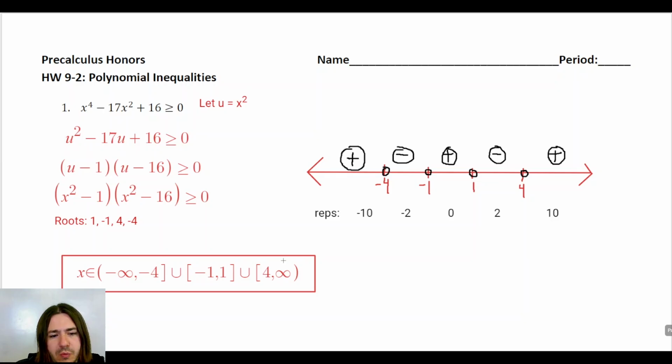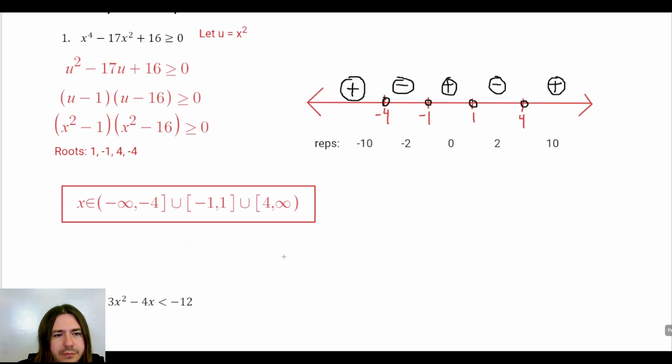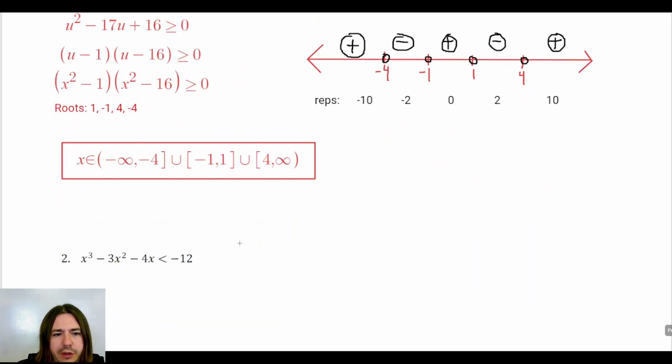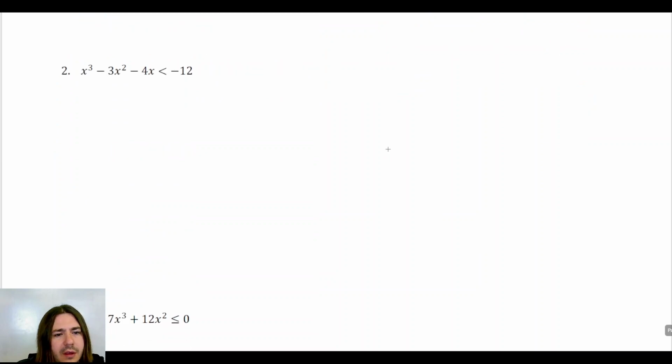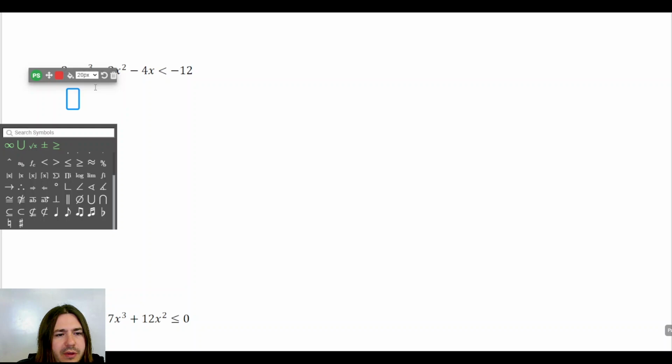So there's number 1. Let's move on to number 2. We're going to basically do the same thing here where we find the zeros, create our number line, pick the representatives, and then write our solution. So it looks like this one's a cubic, and it doesn't look like I'm going to be able to factor out a GCF here. We do want to make sure that our polynomials are set equal to 0.